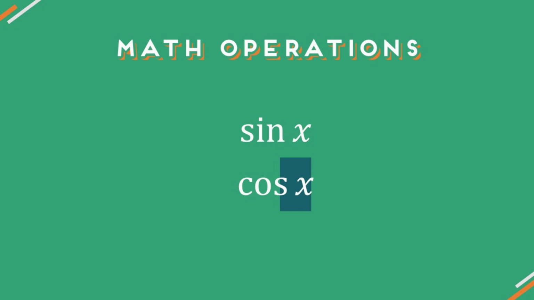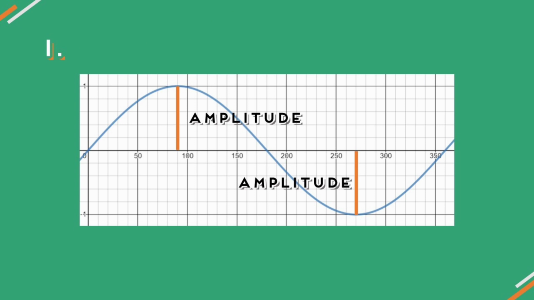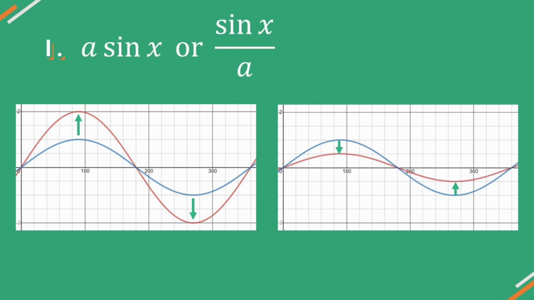Let's talk about the two operations which work on a whole trigonometric function first. Number one, multiplication or division. This operation will change the amplitude of the trigonometric function. Basically, a trigonometric function like sine or cosine has 1 as its maximum value and minus 1 as its minimum. But if you multiply this trigonometric function, the range will increase. The change will depend on the constant that you use.